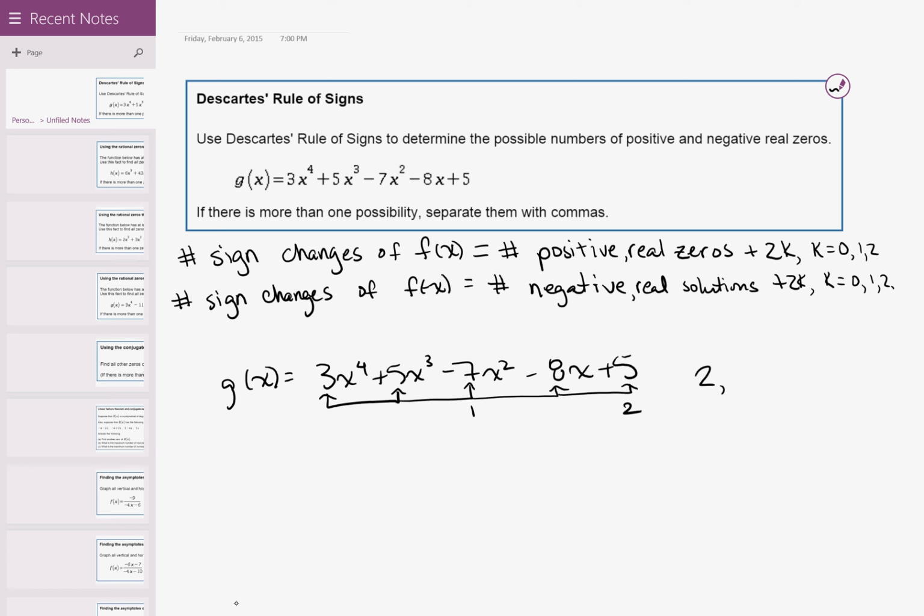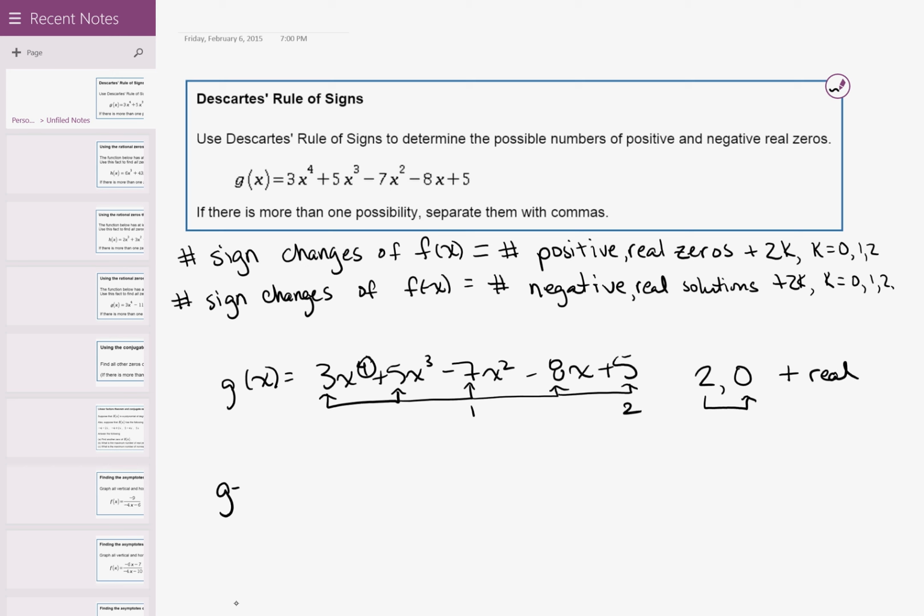So there are either 2 or 0 positive real zeros. There cannot be 4 positive real zeros. There can only be at most 2. And then that number declines by 2's.